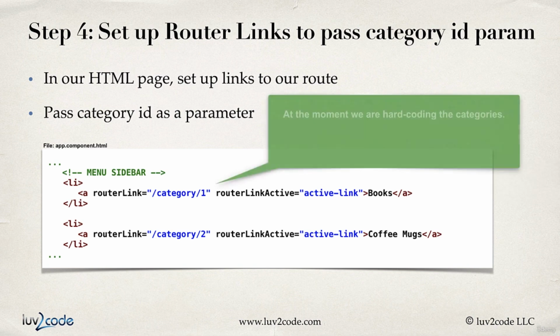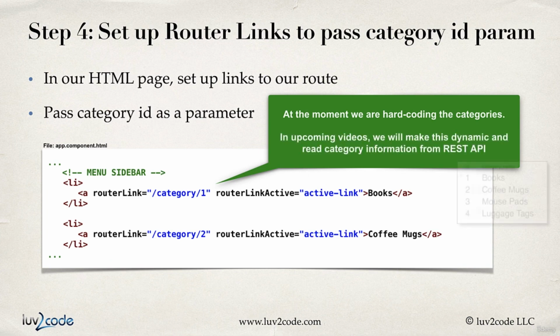Now, one thing that you may notice, at the moment, we're hard coding the categories, but don't worry. In upcoming videos, we'll actually make this dynamic, and we'll read the category information from the REST API that'll get the information from the database. So for right now, we'll simply start with the basics, and then we'll make it more advanced, more complex in the following videos. So don't worry, I got you covered.